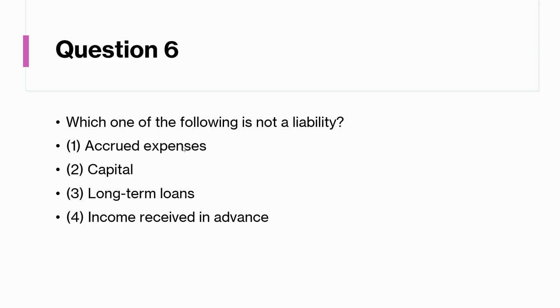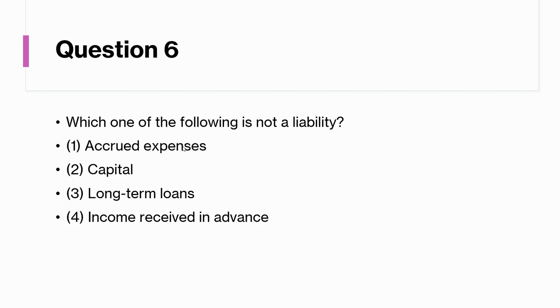Capital is not a liability, it falls under equity. Long-term loans are liabilities. Income received in advance is also a liability. So the correct answer here is 2. It's capital. Capital is not a liability. But accrued expense is basically the money that you owe. Capital is equity. Long-term loans is straightforward. It's a liability. Income received in advance, it's also a liability.